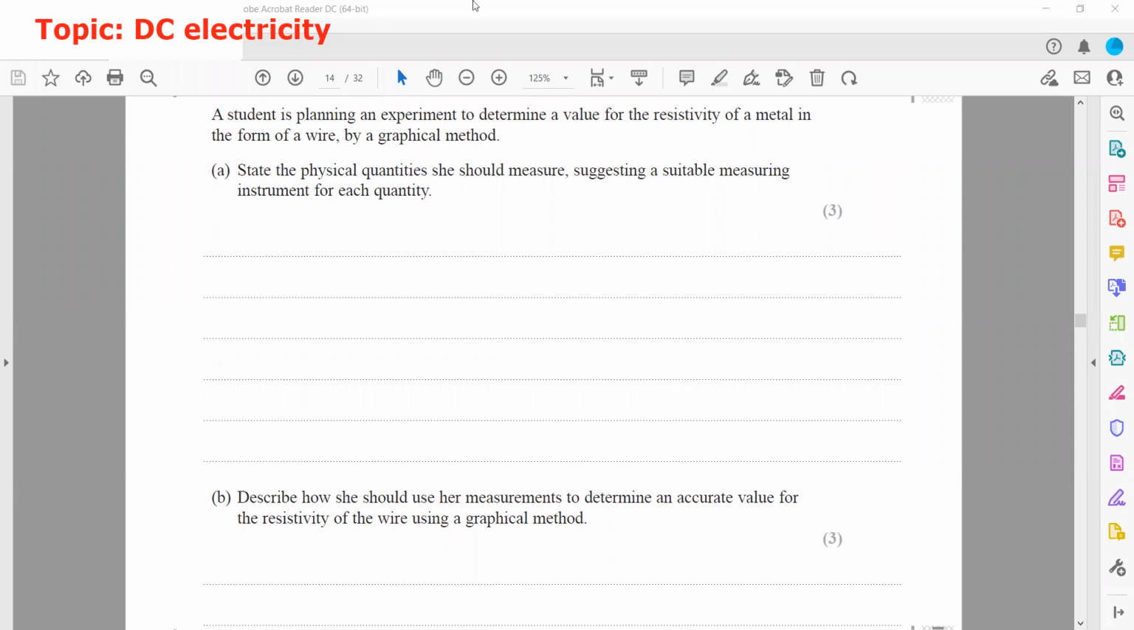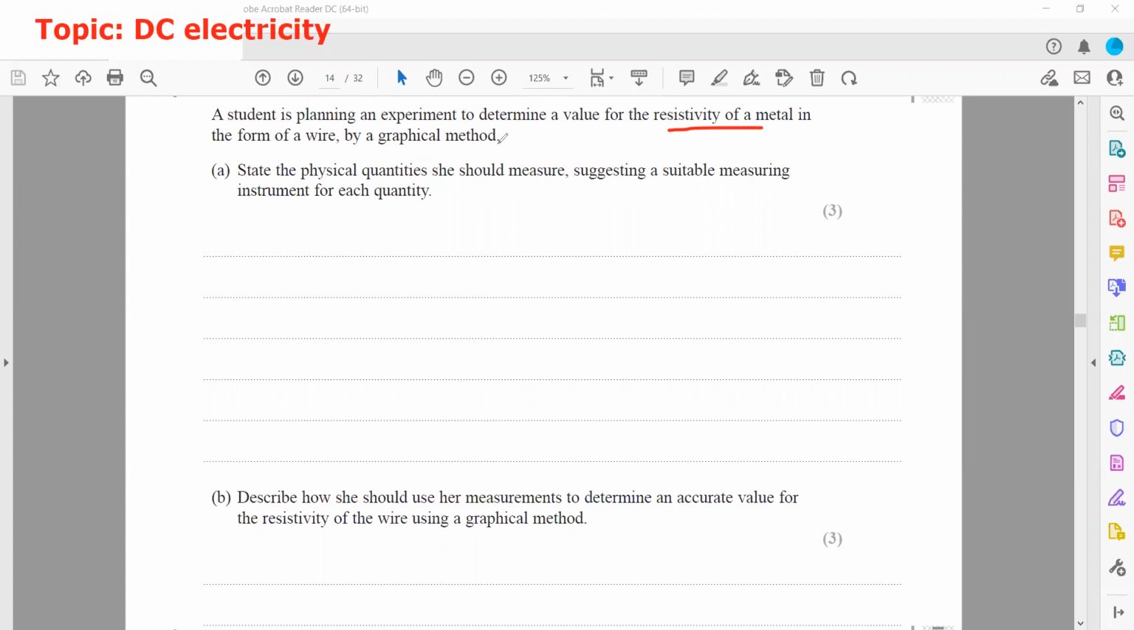This question is related to the topic DC electricity. A student is planning an experiment to determine the value of the resistivity of a metal in the form of a wire by a graphical method. State the physical quantities she should measure and suggest a suitable measuring instrument.